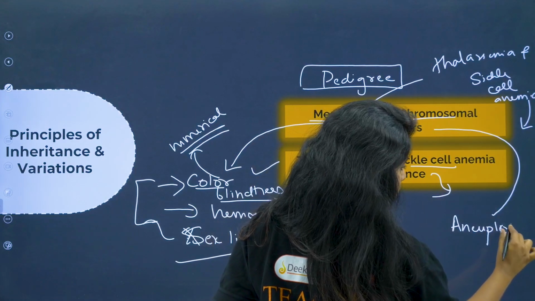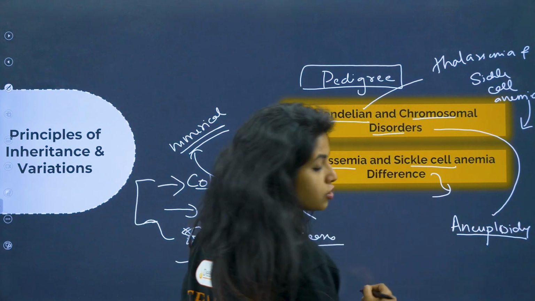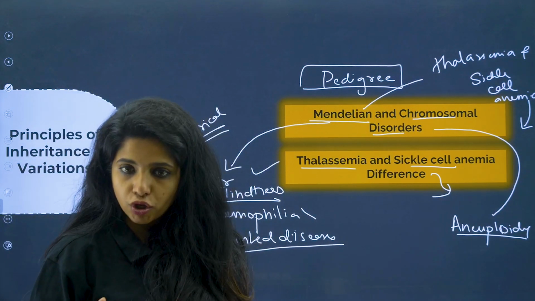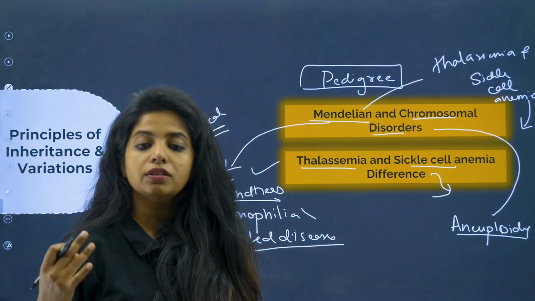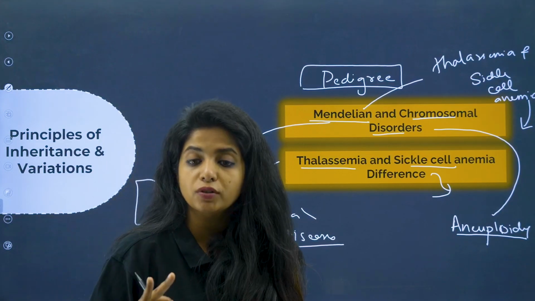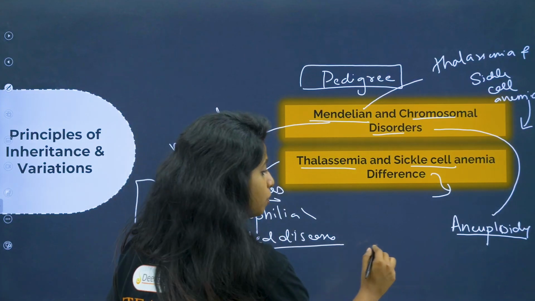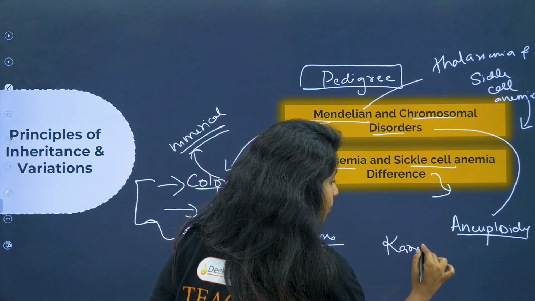You should be knowing about this definition of aneuploidy and also the diseases Turner syndrome, Klinefelter syndrome and Down syndrome. These are the 3 chromosomal disorders given in your NCERT textbook. So you should be knowing about that. You should be knowing about their karyotype as well.